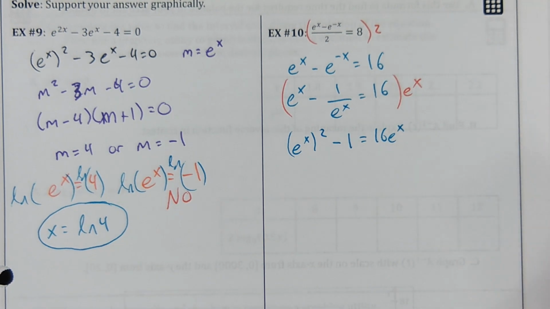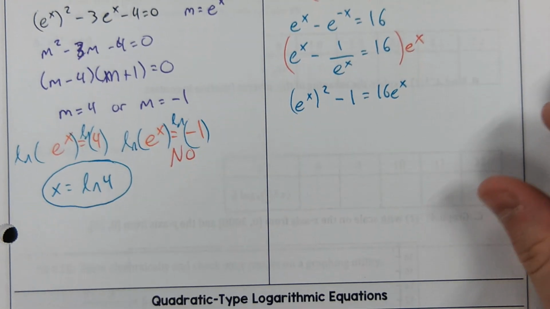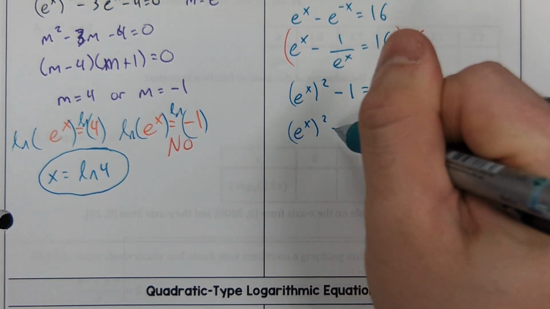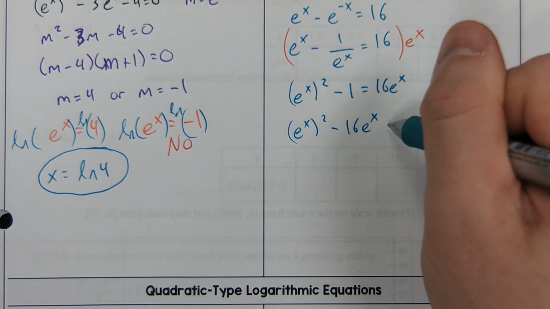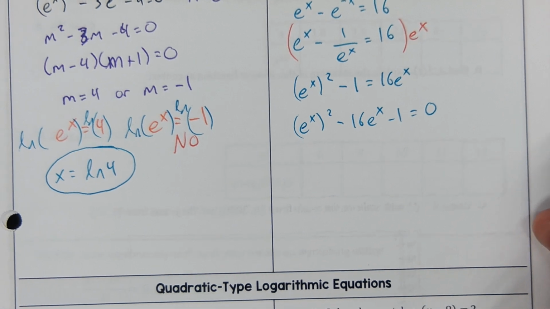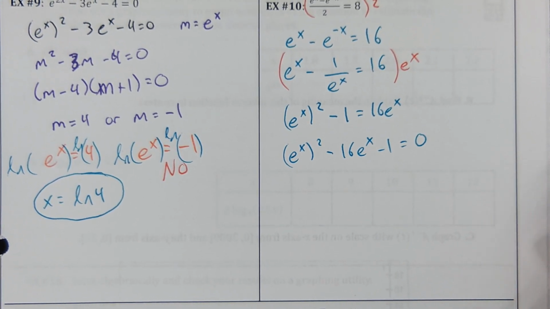And now you want to bring this stuff over, like you mentioned. So we have e to the x quantity squared minus 16 e to the x minus 1 equals 0. And that doesn't factor. So how would we possibly solve a quadratic that doesn't factor? We use the quadratic formula.